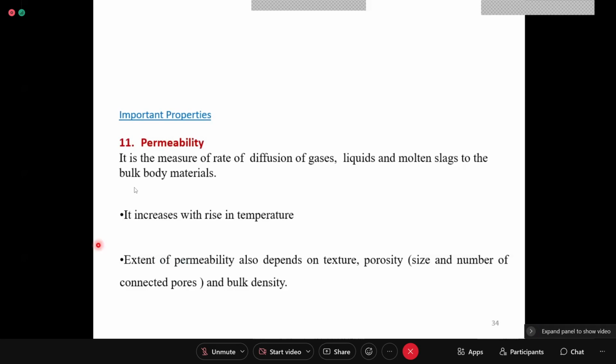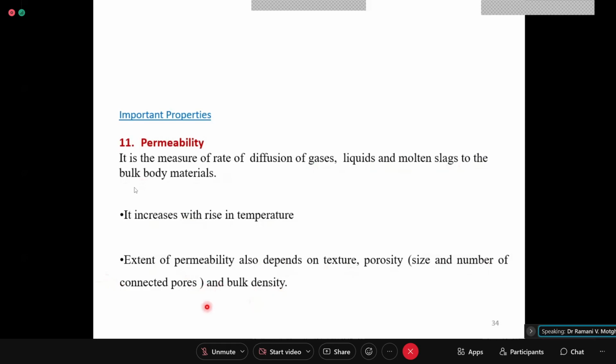Then permeability. Just now we said porosity and permeability, like two things. So it is a measure of the rate of diffusion of a gas, liquid or molten slag into the bulk body material. It increases with rising temperature. The extent of permeability also depends on texture, porosity, size and number of connected pores, and bulk density.